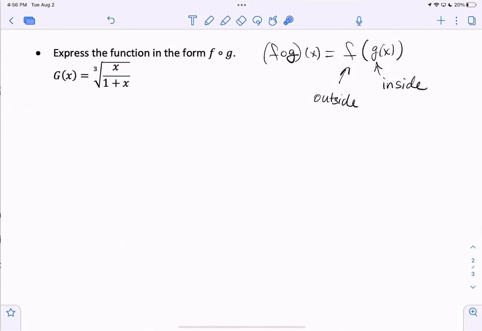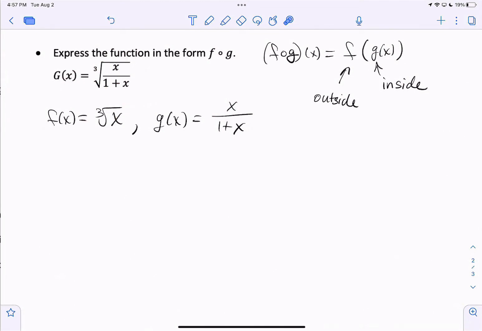g is the inside function, f is the outside function, and when I look at the structure of the cube root of this rational function inside, I'm thinking the outside function f of x is equal to the cube root of x, and the inside function g of x is equal to x over 1 plus x. And you can see if you put that rational function inside of f, then you end up with g of x as given. Sometimes there are multiple ways to break down a composition, to decompose a composition function.